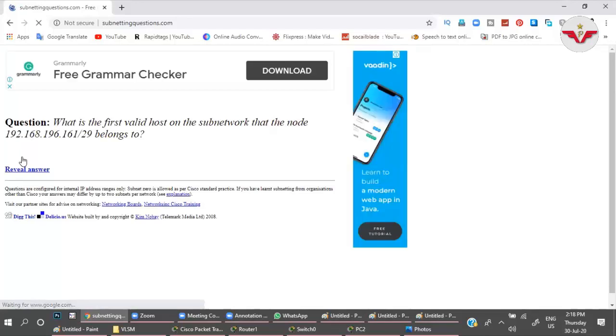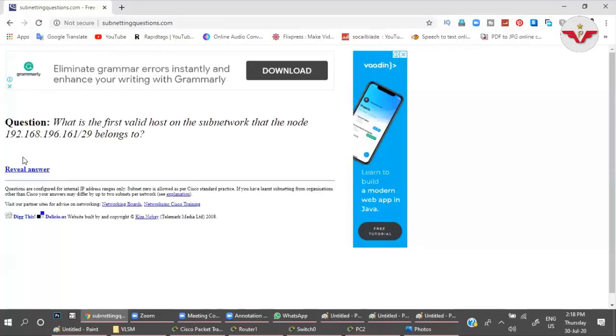What is the first valid host, guys? What is the first valid host on the subnetwork that the node belongs to?